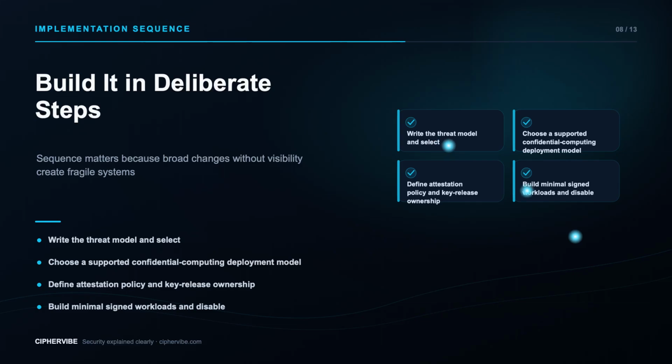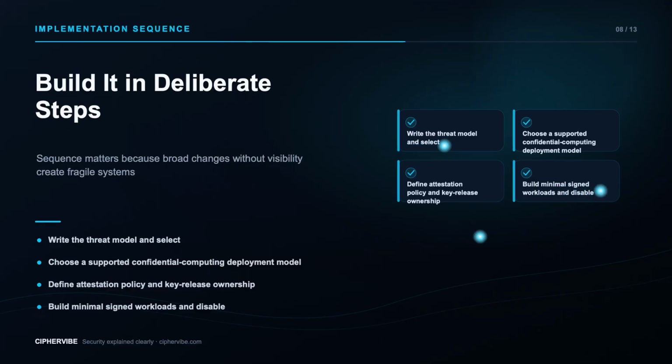Implement this layer in a sequence that preserves evidence and limits blast radius. First, write the threat model and select the exact sensitive computation. Second, choose a supported confidential computing deployment model. Third, define attestation policy and key release ownership. Fourth, build minimal signed workloads and disable unsafe debug paths. Fifth, test update, failure, and recovery without bypassing protection.